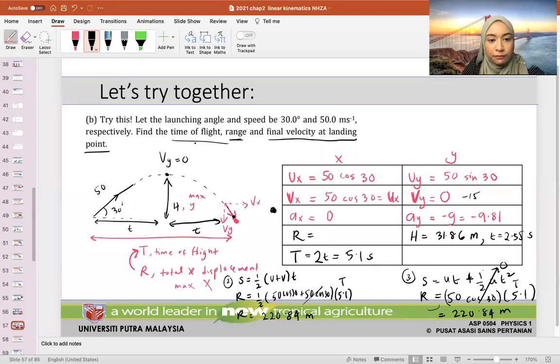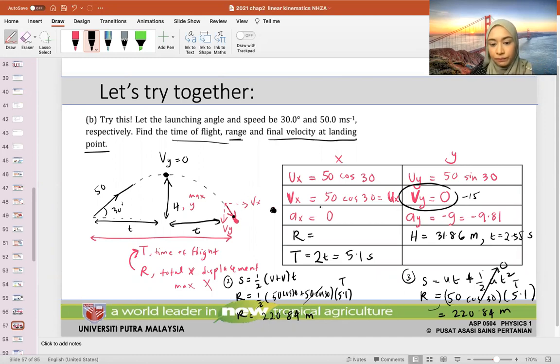So find the time of flight. We found it, T, range, and then final velocity at the landing point. So obviously we can't use this guy because this is not the landing point. This is V at the maximum height. So how do we find the final velocity of Y at this point?